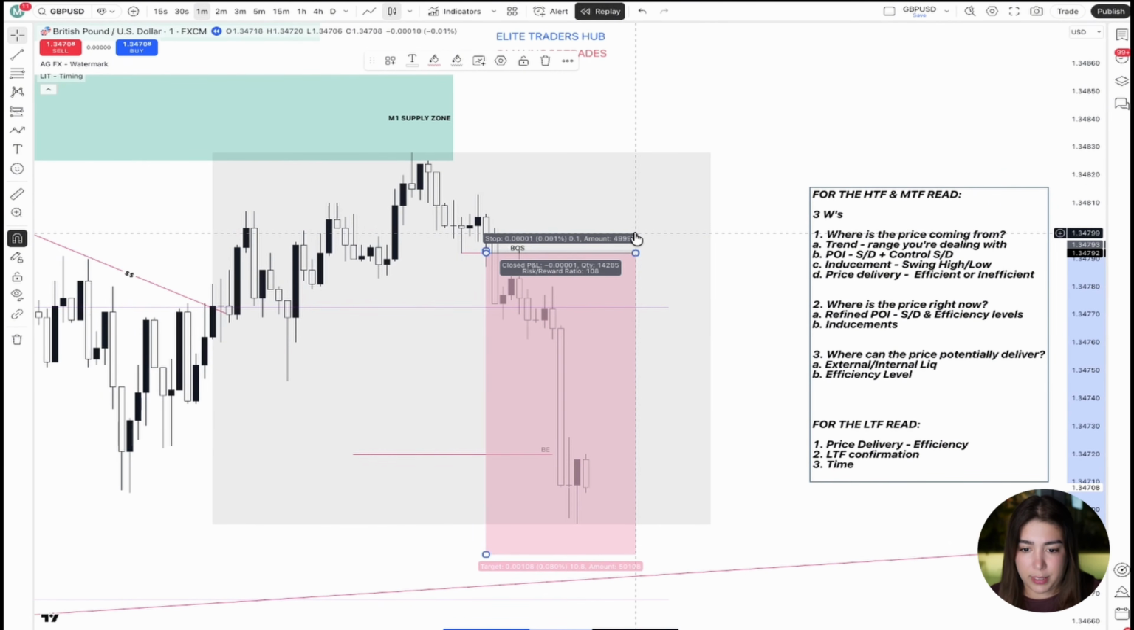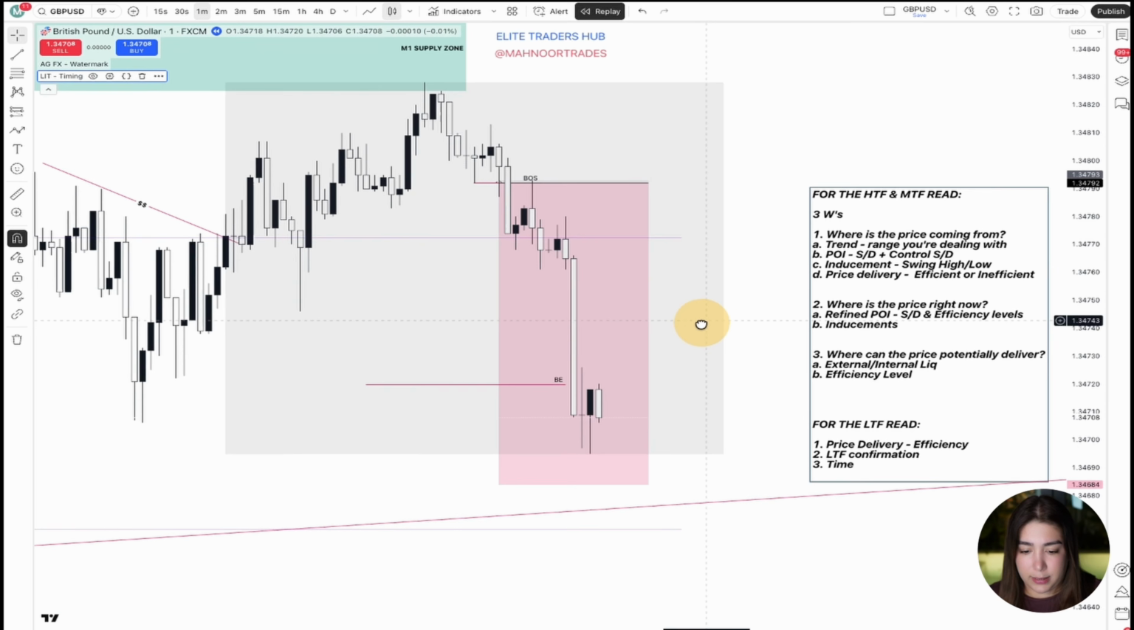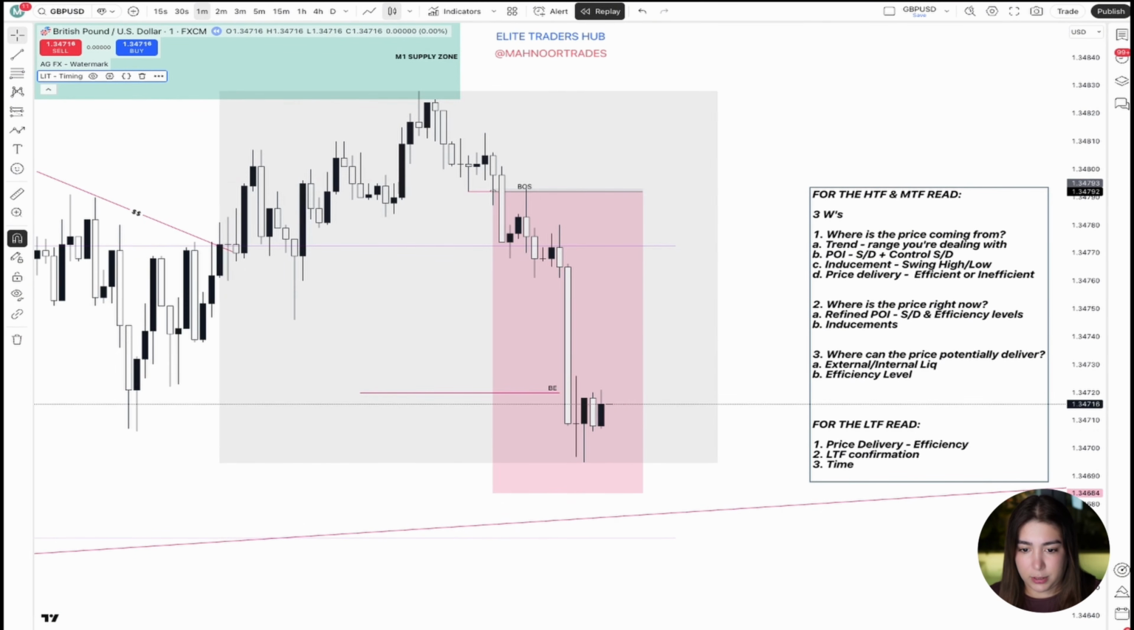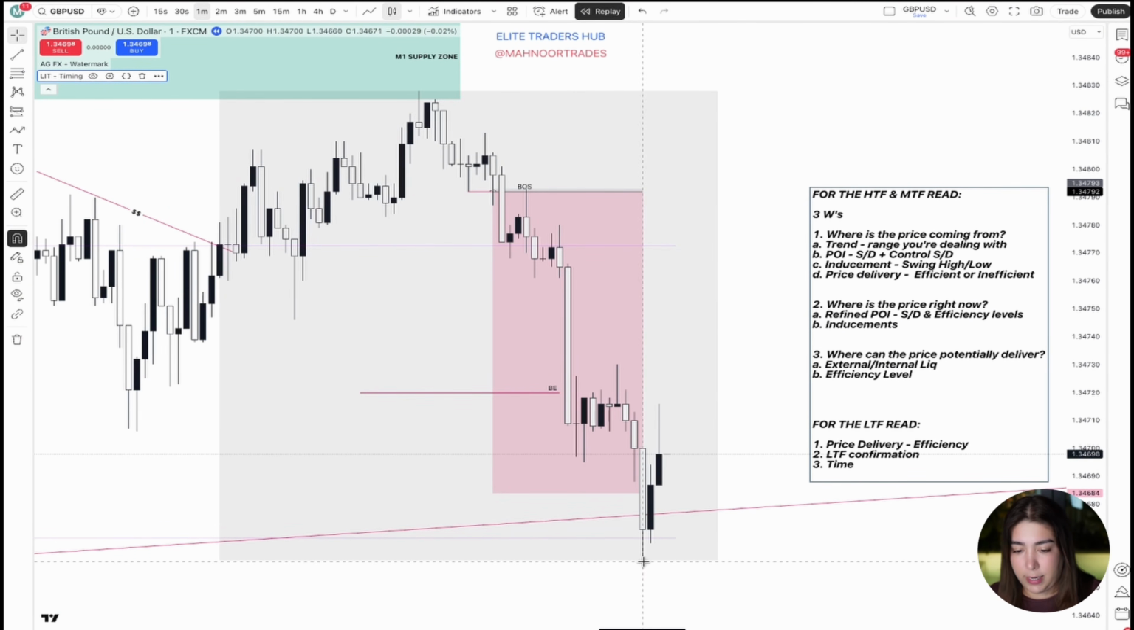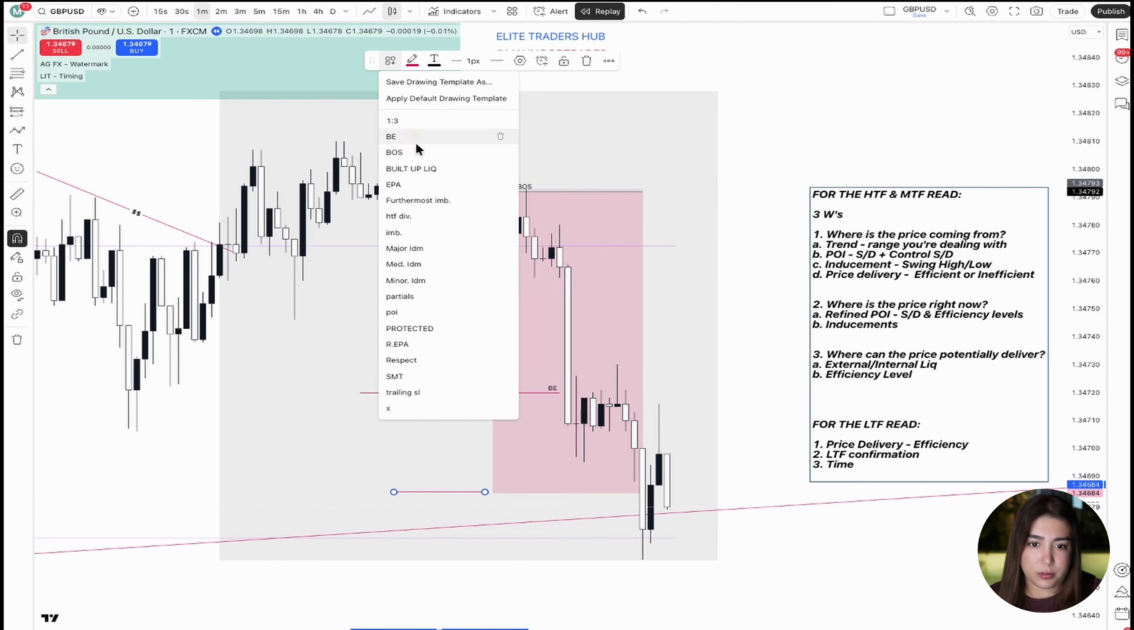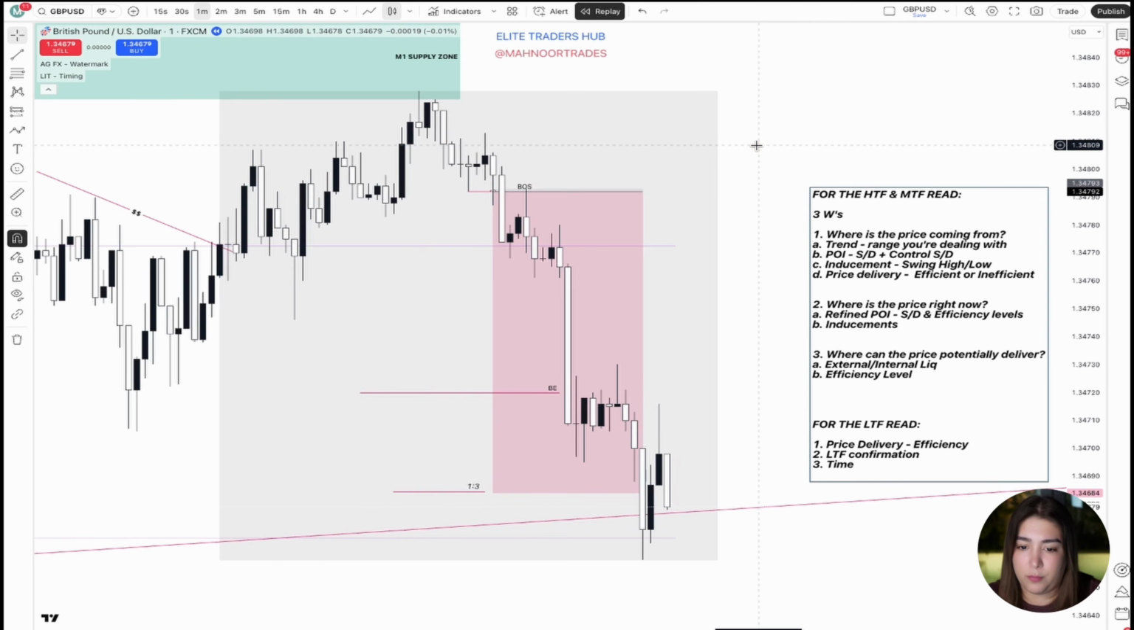I'm not losing any money, so it's a risk-free trade. Now we're just going to play the price and see if it actually hits my target. Right there, so that is my 1 to 3 done. 1, 2, 3. Right there, a 1 to 3 GU trade during the New York session.